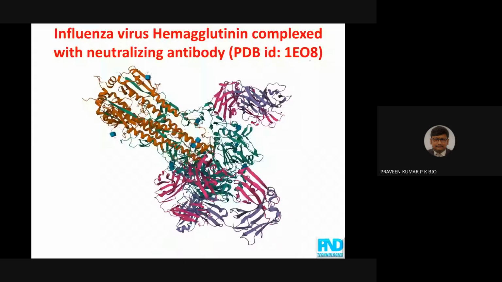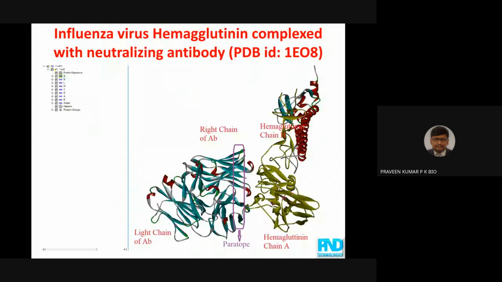If you download this PDB molecule, the PDB ID shown is 1808. You can see that it is influenza virus hemagglutinin, in complex with a neutralizing human antibody. If you download this protein structure and open it in the Discovery Studio Visualizer, I am able to see hemagglutinin chain A separately and chain B separately. This is binding with the paratopic region of the human antibody.